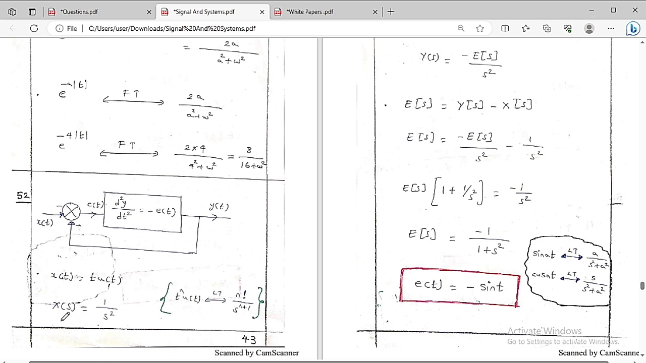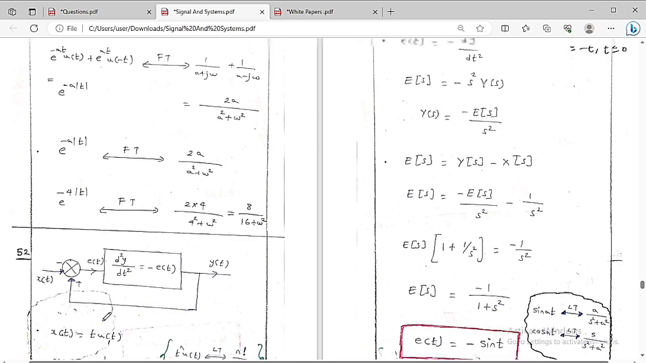So what is x of s? What is the Laplace transform? 1 by s square, because we need a basic formula. For t to the power of n into u of t, what is the Laplace transform? It is n factorial by s to the power of n plus 1. This one I have already told you. So by using this formula, substituting n is equal to 1, we get 1 by s square. X of s is equal to 1 by s square.